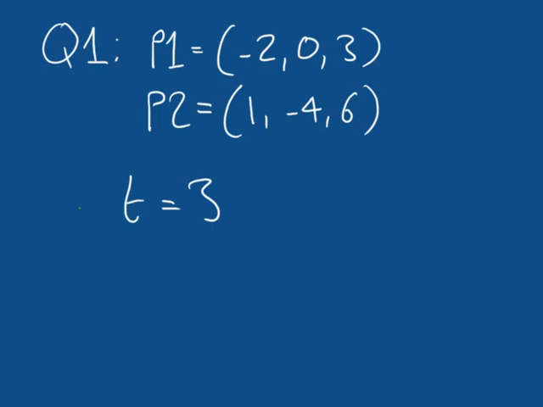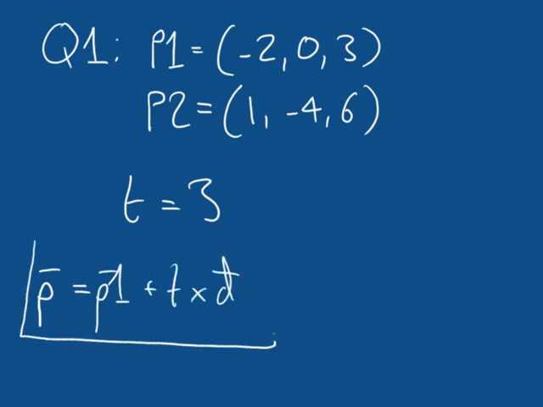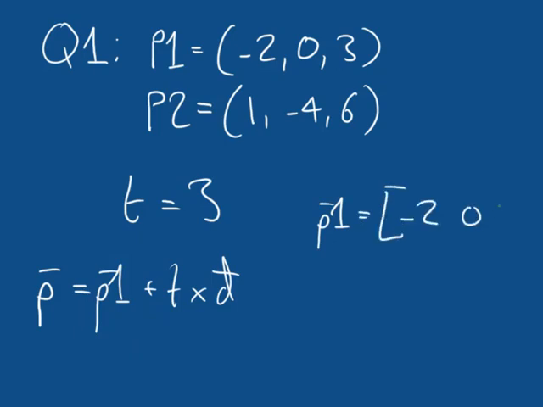Okay, welcome back everyone. So nothing more here than what we've seen so far in the DVD, or in this video in fact. So we know that P is equal to P1 plus t times D. This is our vector equation of a line. So what we need to do is we need to calculate P1 and we need to calculate D. Well, we know P1 because P1 is the position vector that represents point P1. So P1 is equal to the position vector (-2, 0, 3).